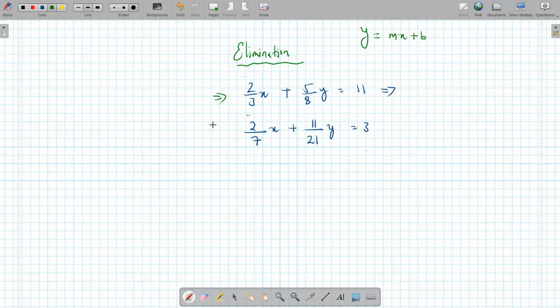Which means we're trying to isolate y on the left side. You subtract 2/3 times x. Yeah, you're going to subtract 2/3 times x. So this becomes minus 2/3x plus 11. Next, what do we do next?